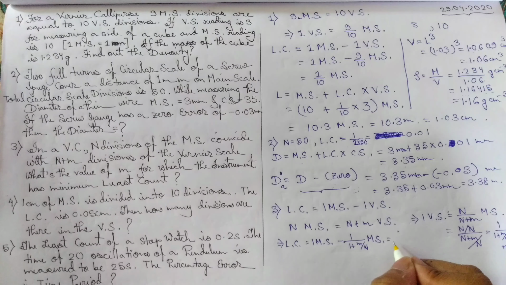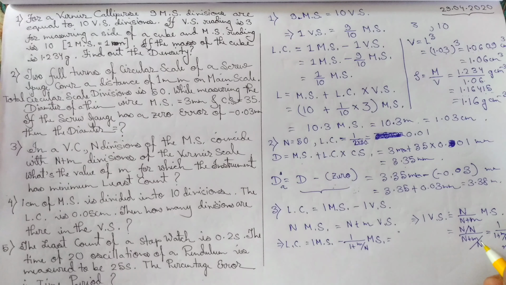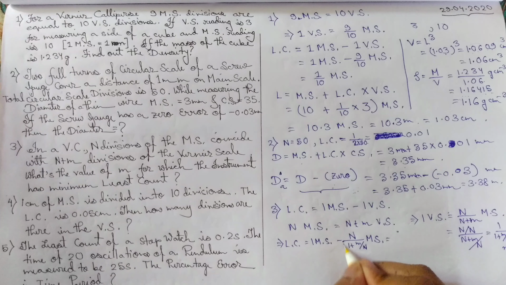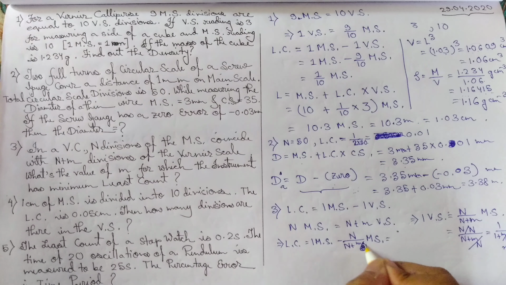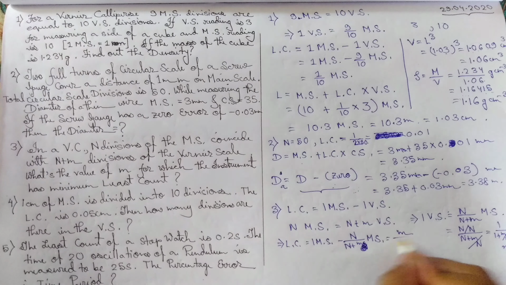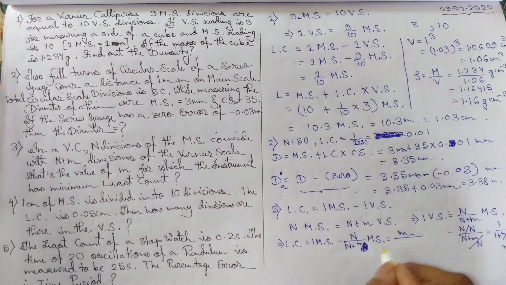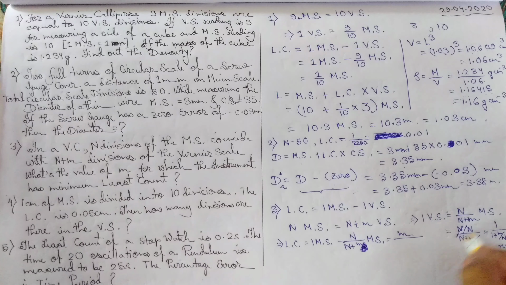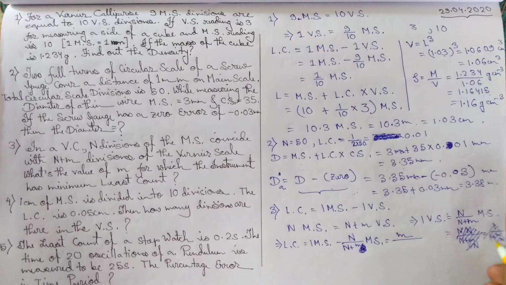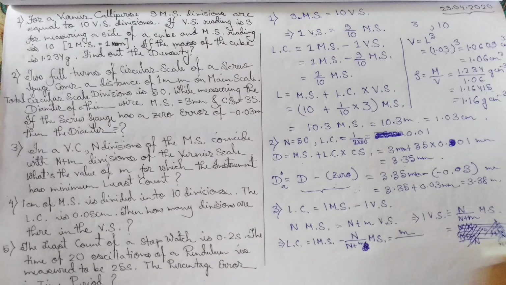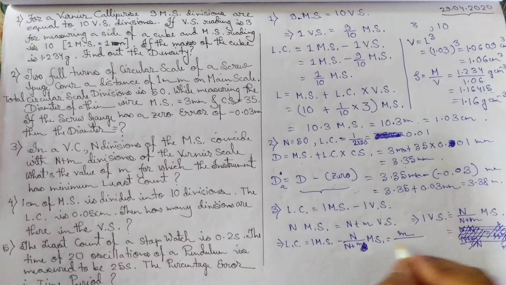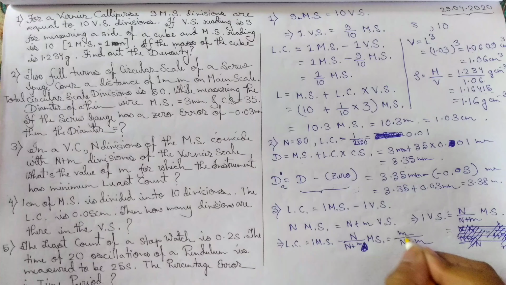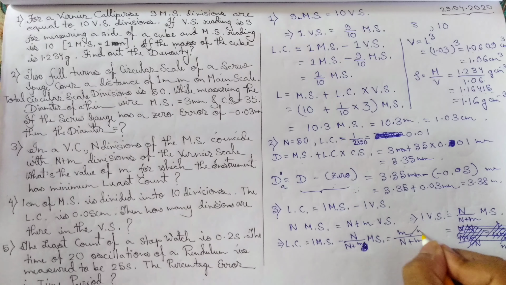Put it like that: n by n plus m. Later we will do that. So n plus m minus n, it will be m by n plus m. So LC will be n plus m minus n, over n plus m. Now just divide by m on both sides.